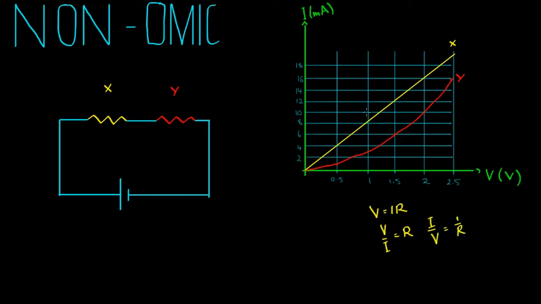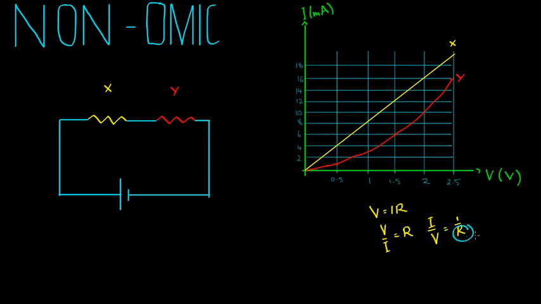Now I over V is actually the gradient of this yellow line here, and 1 over R, if R is constant, the gradient will also be constant. So if the resistance is constant, the gradient of the line will be constant. We'll get a straight line on the graph there.